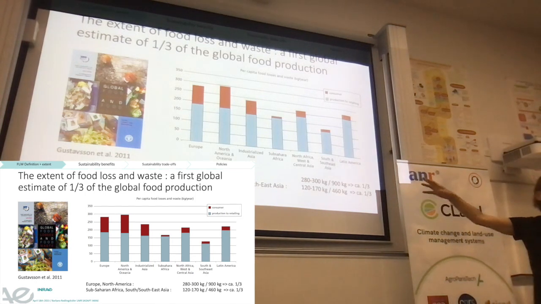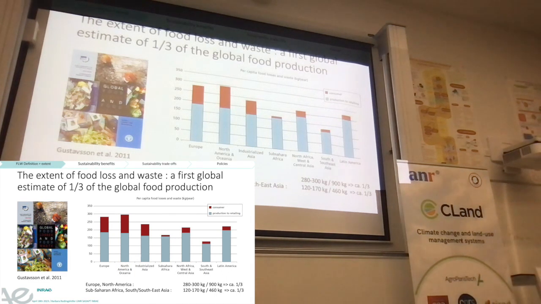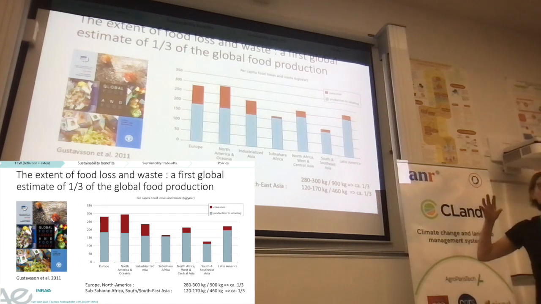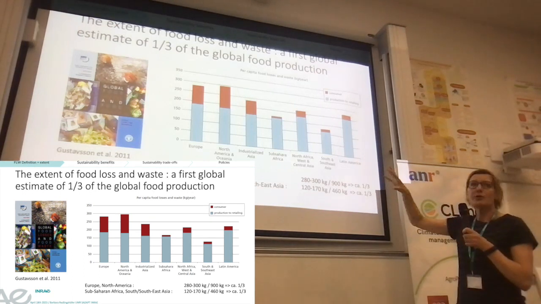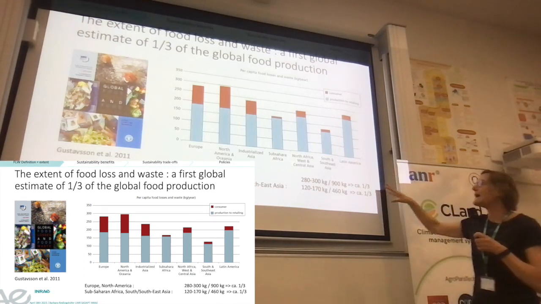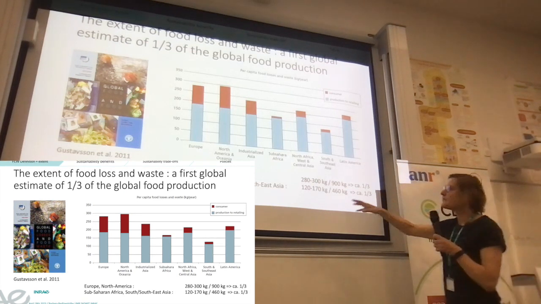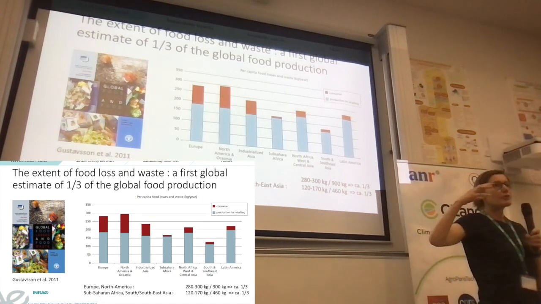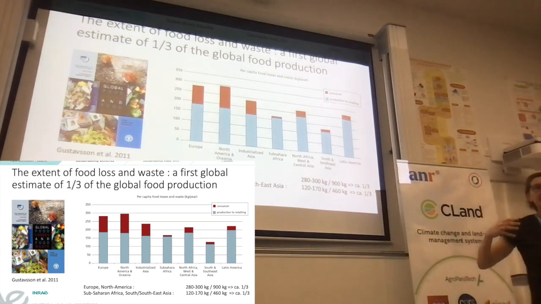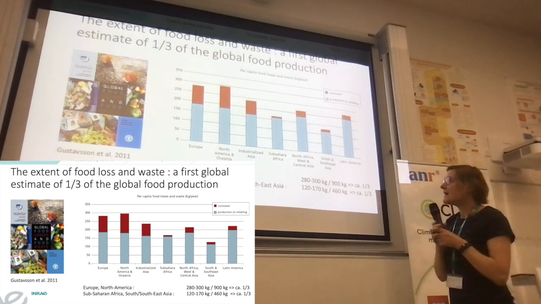The first authors are Gustafsson et al. Gustafsson is really famous for this work for the FAO. Published in 2011, it said 1/3 of the global food production is lost and wasted. It showed for the 7 big regions worldwide where the per capita food loss and waste lies. So we have the extremes here with Europe and North America. It's up to 300 kilograms per capita a year of food that ends up uneaten, food loss and waste.